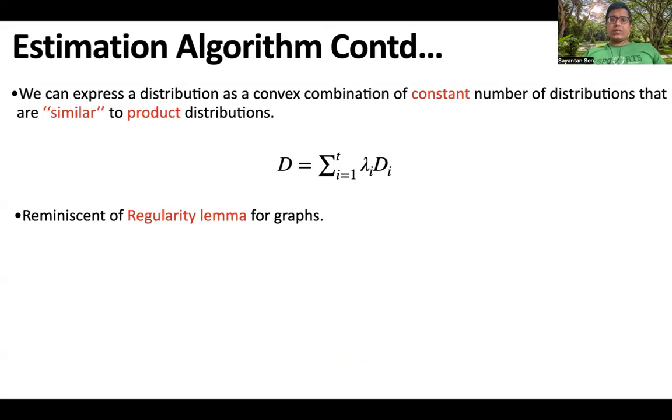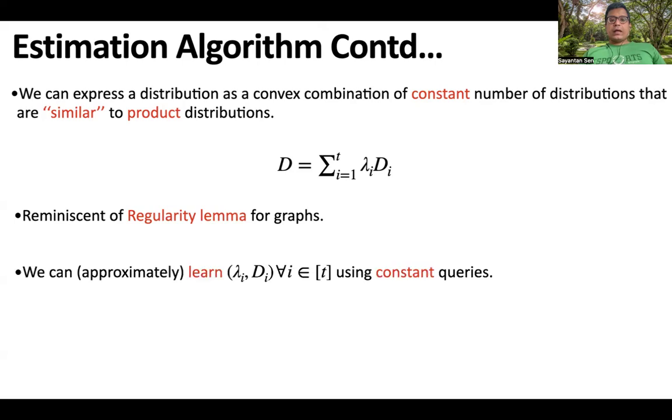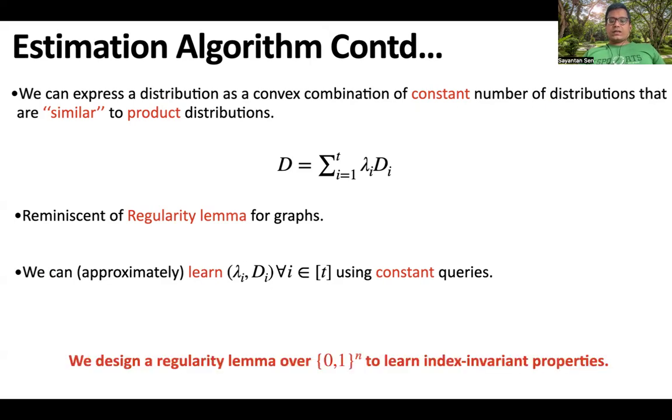And this is very much reminiscent of the regularity lemma in graphs, where each Di corresponds to the partition, like the partitioning of the graph. And we prove that we can approximate lambda and Di efficiently using only a constant number of queries. And this suffices for our purpose. So to sum up, we designed a regularity lemma for index invariant properties. And by virtue of this approach, we can estimate the distance of the unknown distribution from an index invariant property.